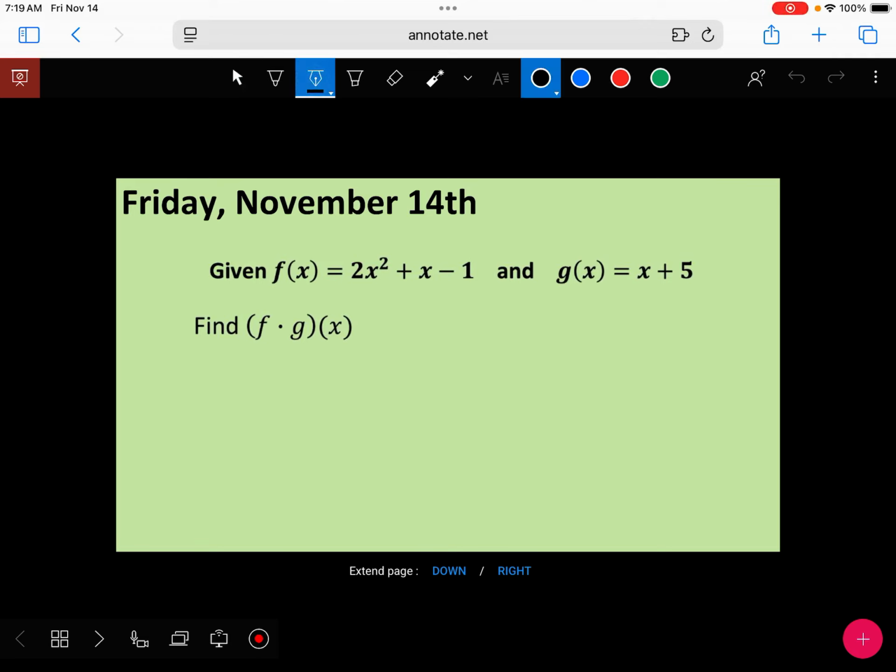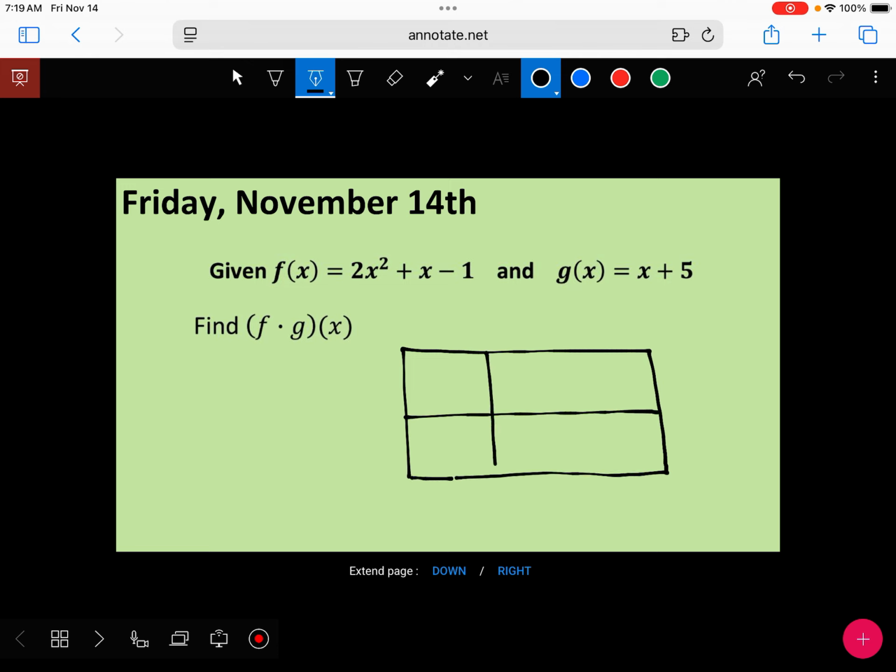So you can make your box. Make it a little longer because we got a 3x2. Go ahead and fill in your 6 squares.